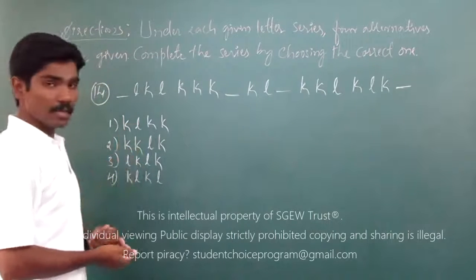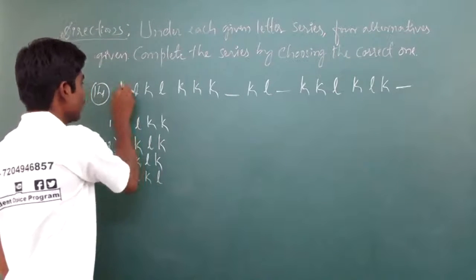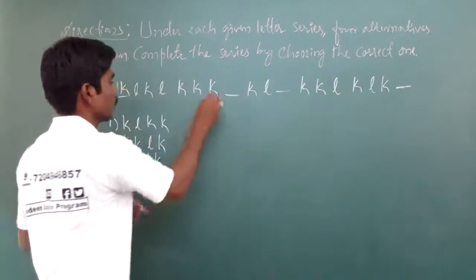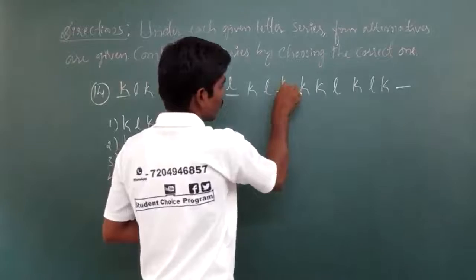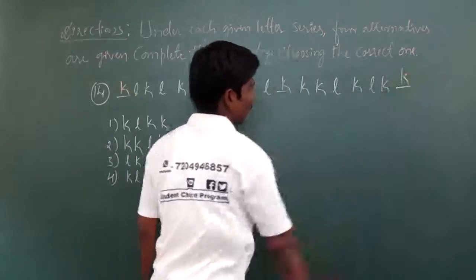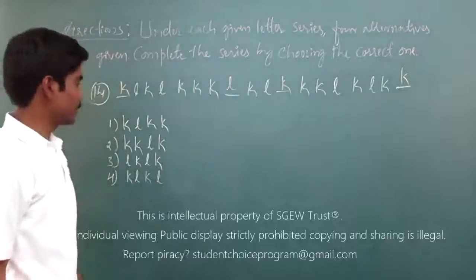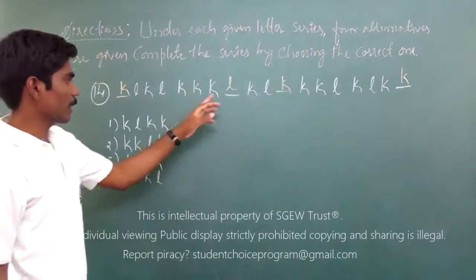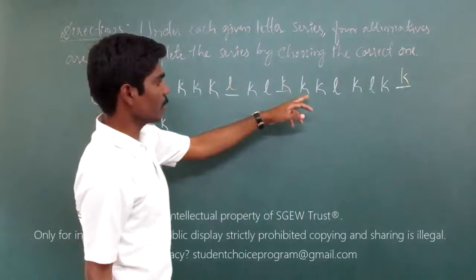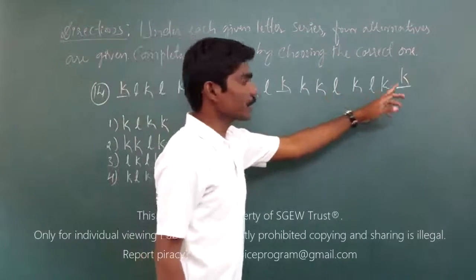According to the first option, the first letter is K, the second letter is L, the third letter is K, and the fourth letter is also K. Now try to read the series. KL KL KK, KL KL KK, KL KL KK.